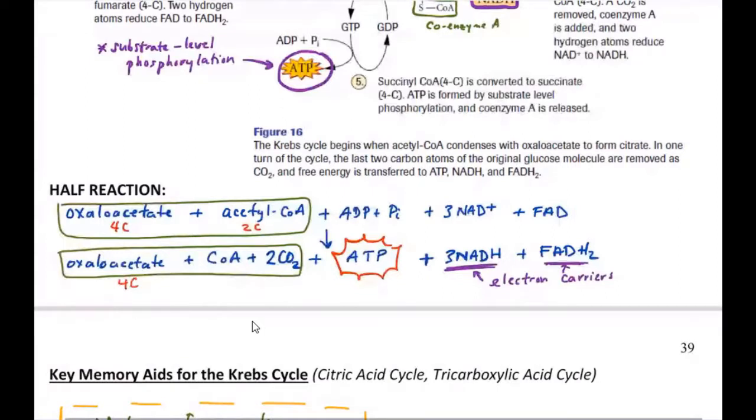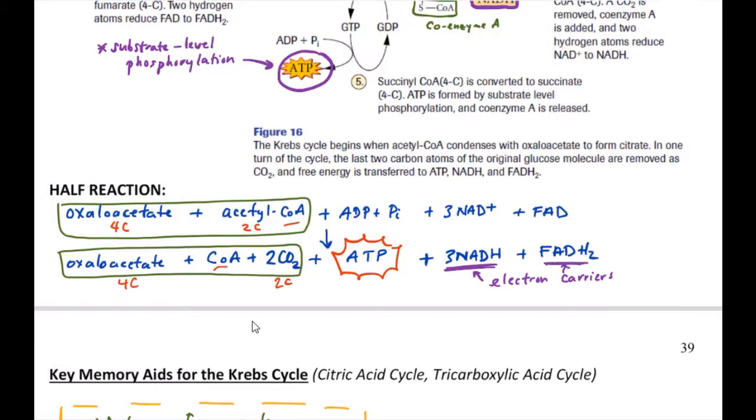So there's 4 carbons. Then the acetyl-CoA came in with 2. It got ripped up into the 2 carbon dioxides. So there's my 2 carbons there. And of course you got the CoA and the CoA. So that's in and out as well. You already know from photosynthesis, you just use an inorganic phosphate. You attach it to the ADP, you get yourself an ATP.